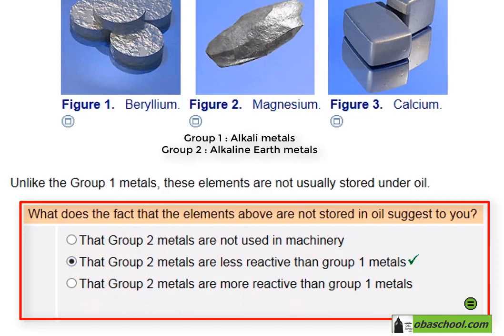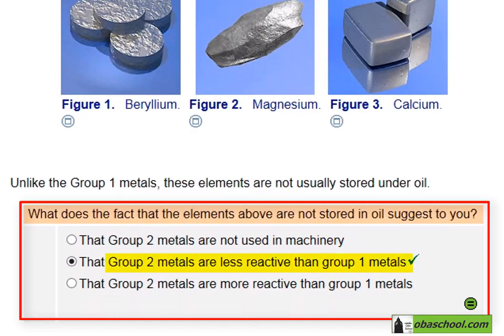Excellent! The fact that elements of group 2 in the periodic table, the alkaline earth metals, are not stored in oil is because they are less reactive than group 1 metals. So we don't need to be storing them under oil like group 1 metals.